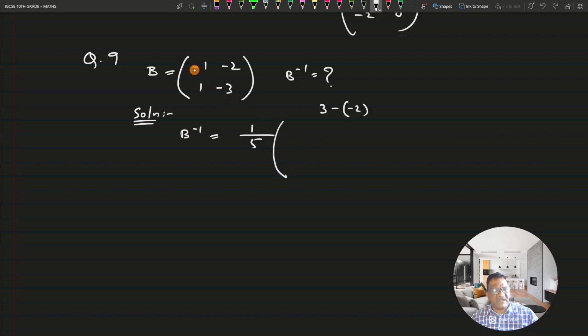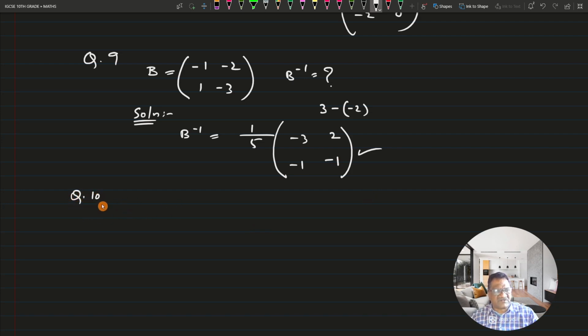For the adjoint, we have to swap these two elements, so minus 3 and minus 1 will be swapped. And for these two elements I have to change the sign. So this will become 2 and this will become minus 1. So this has to be my answer. This is a very quick and fast solution. Let me check the answer for question number 9. It is 1 upon 5 times [-3, 2; -1, -1]. It's correct.